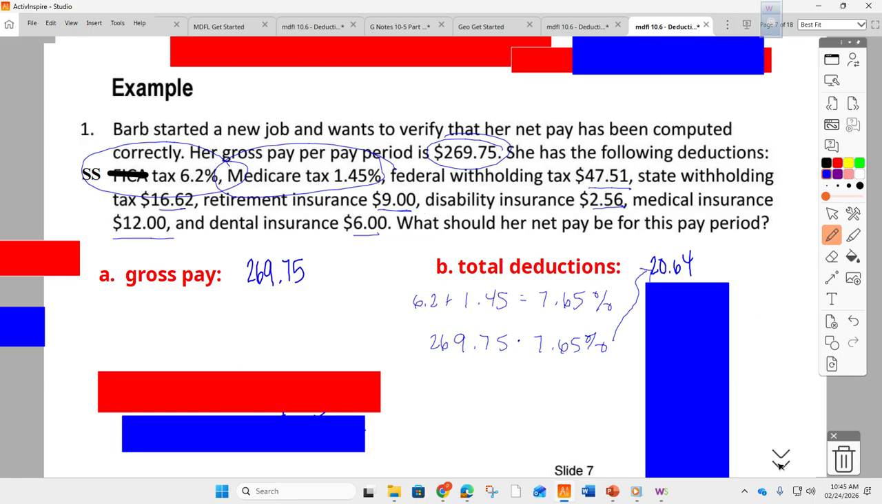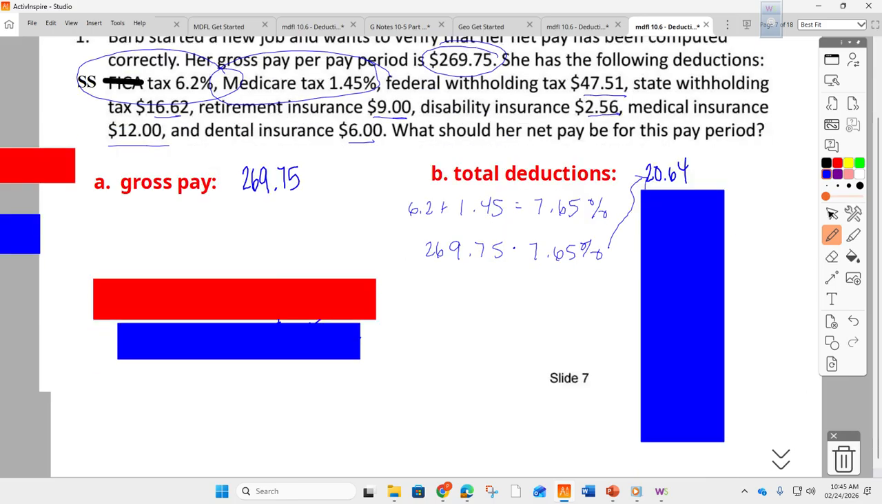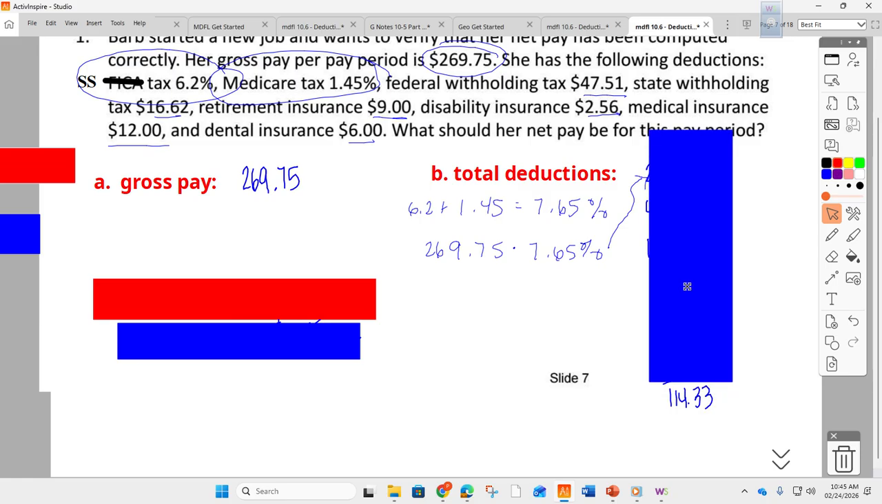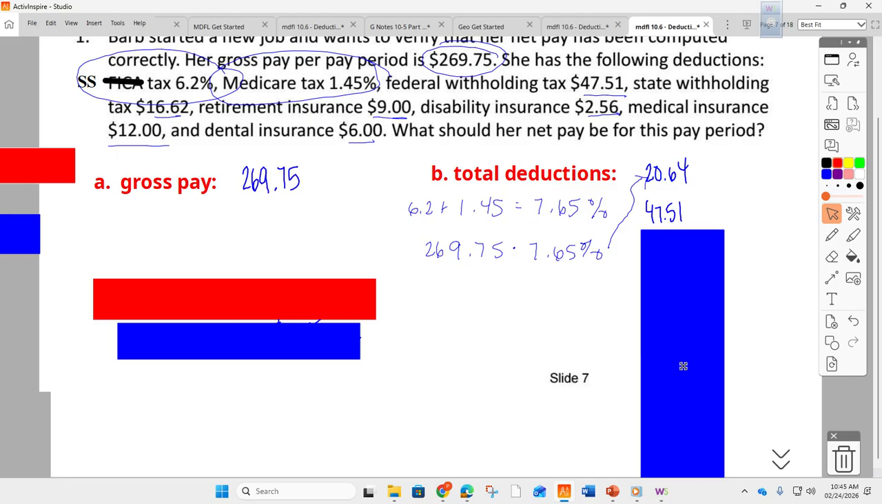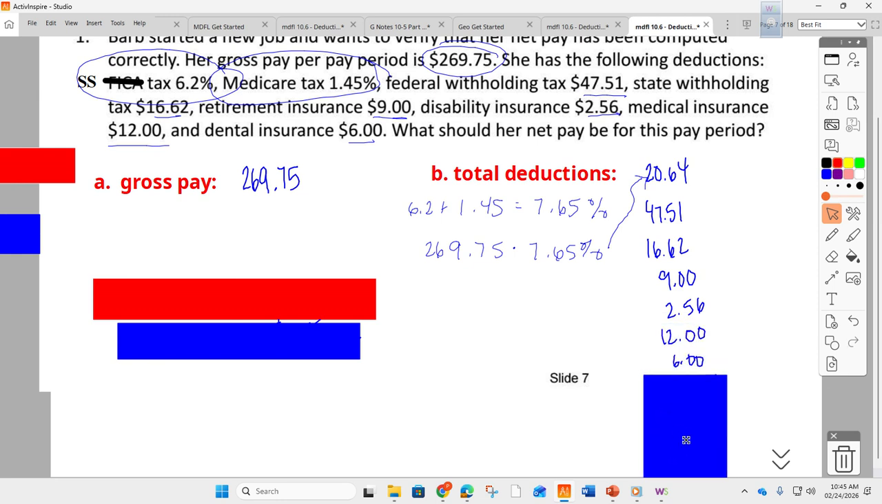I would encourage you, I may seem like a Captain Obvious thing, but I would encourage you to go ahead and write the list down, not just the total. When you get on the test on Friday, you might go, where the heck did $114.33 come from, right? So make sure you're listing everything. This is her federal tax withholding, her state withholding, her retirement insurance, her disability insurance, her medical insurance, and her dental insurance, right? So for a total deduction of $114.33.